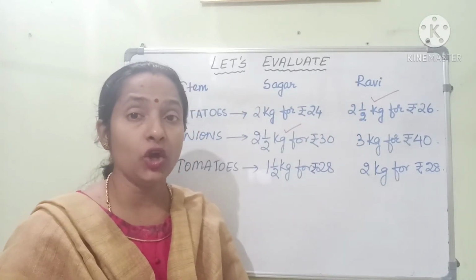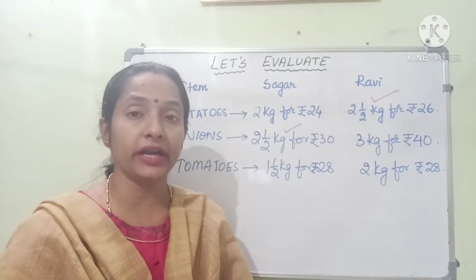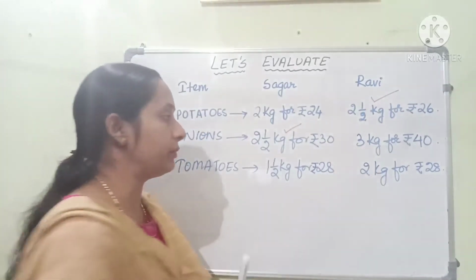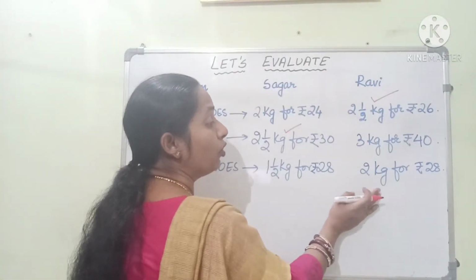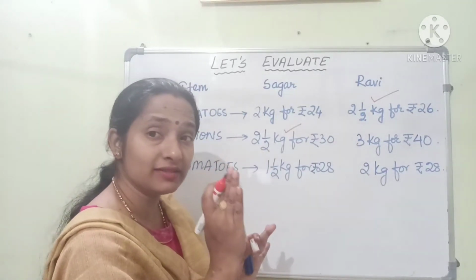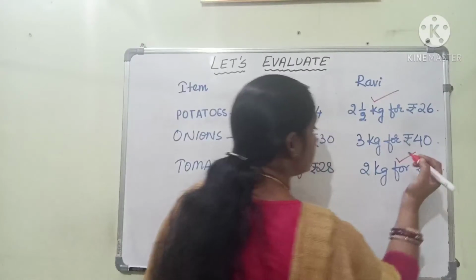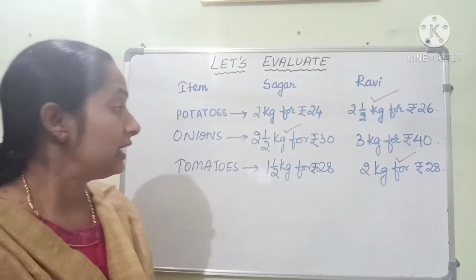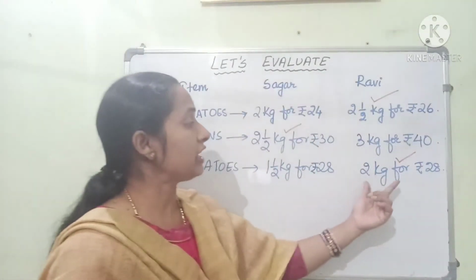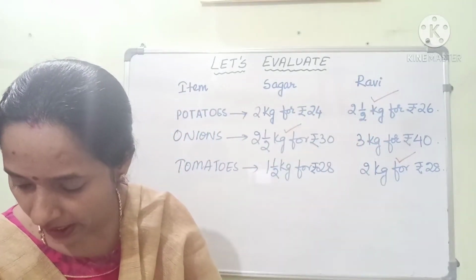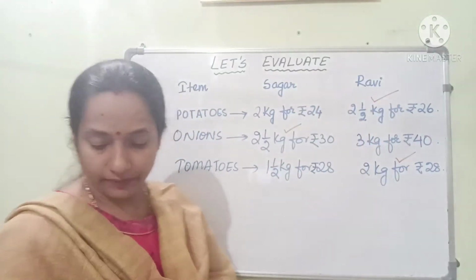So tell me, who bought at cheaper rate? Ravi bought at cheaper rate. He bought more at the same price compared to Sagar. So here tomatoes were bought at cheaper rate by Ravi. Now let us come to apples.